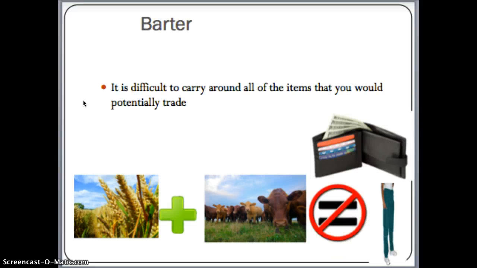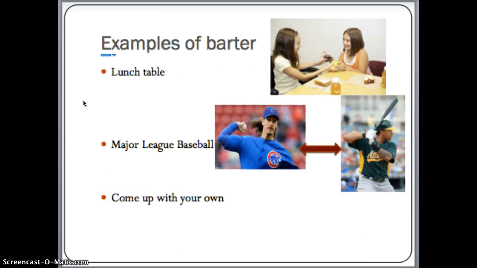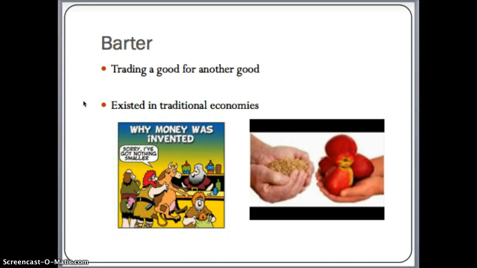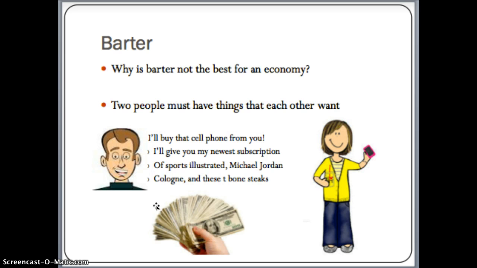A second reason that barter is not good, it's difficult to carry around all of the items that you would potentially want to trade. That goes back to the comic at the beginning. Why money was invented? Because this guy is pulling a cow out of his pocket. I know that's somewhat humorous, but that'd be difficult to carry a cow around all day.